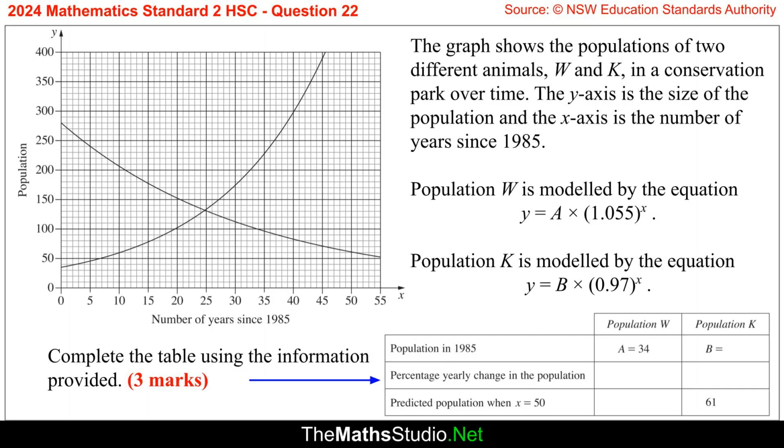Question 22. The graph shows the populations of two different animals, W and K, in a conservation park over time. The y-axis is the size of the population and the x-axis is the number of years since 1985. Population W is modelled by the equation y equals a times 1.055 to the power of x. Population K is modelled by the equation y equals b times 0.97 to the power of x. Complete the table using the information provided.